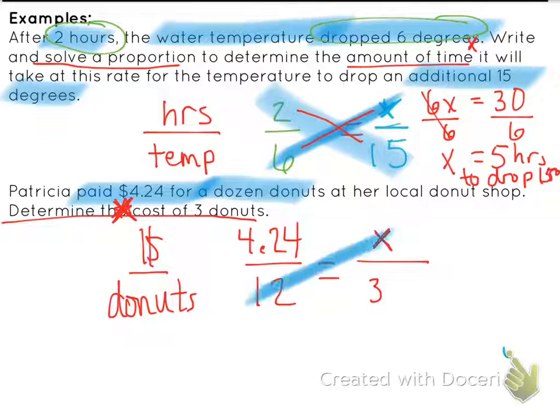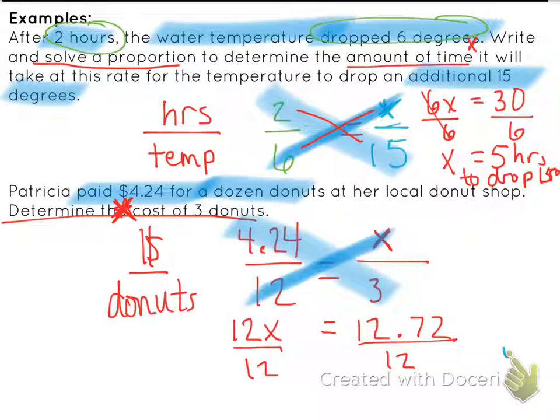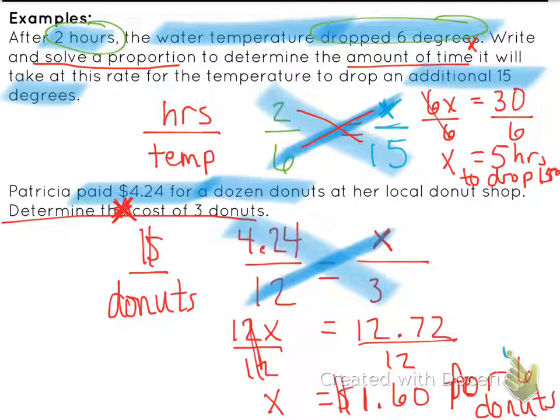So I cross multiply, and I get 12x equals 12 times 3, which is 36. Not 73, I'm sorry, 72. So I'm multiplying by 12, so I divide by 12 on this side and divide by 12 on this side. I get x equals $1.60. And that's how we solve proportions.